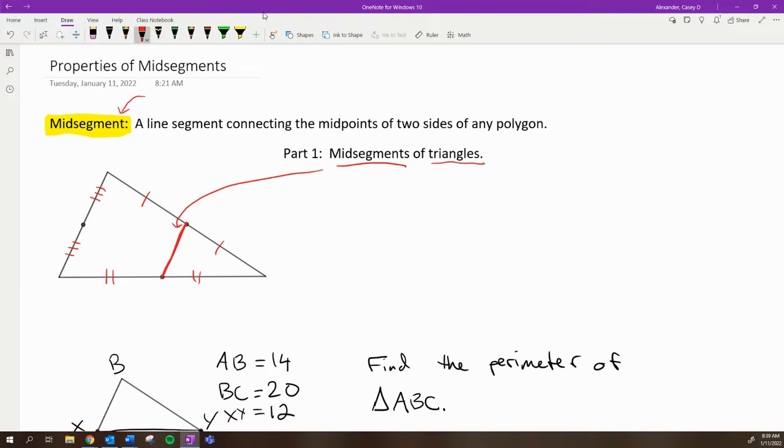If you look at that, just use your eyeballs and your intuition and see if you notice anything about that. And I'm going to tell you one of the things that's important to know. That mid-segment that I just highlighted is the same length as the segment that it's opposite to. In other words, it's half the length. It's the same length as half of the opposite side. And so one very important characteristic of mid-segments is that they are 1/2 the length of the opposite side.